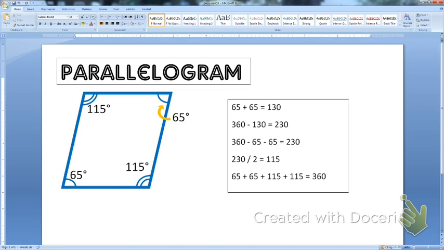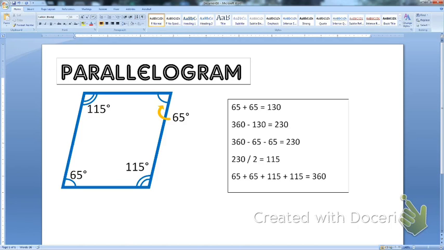If you have questions about that, I suggest that you re-watch this video. Feel free to come in and ask me questions in tutorials or during class. That is what I am for. We're going to do a lot more practice with this skill. And we're going to explore how to use these same strategies to find missing angles in all sorts of quadrilaterals, not just parallelograms. So be ready for that.